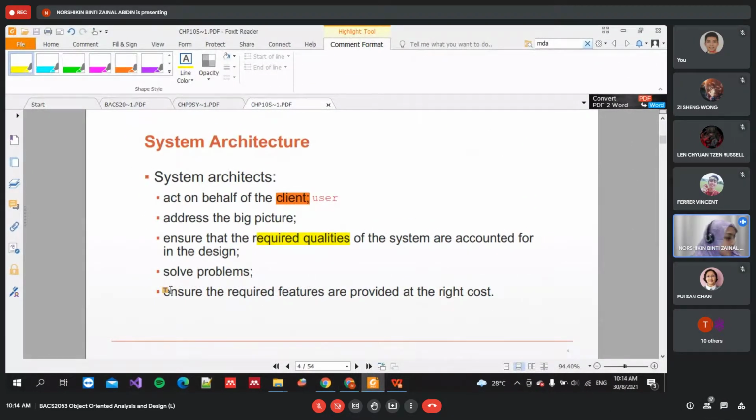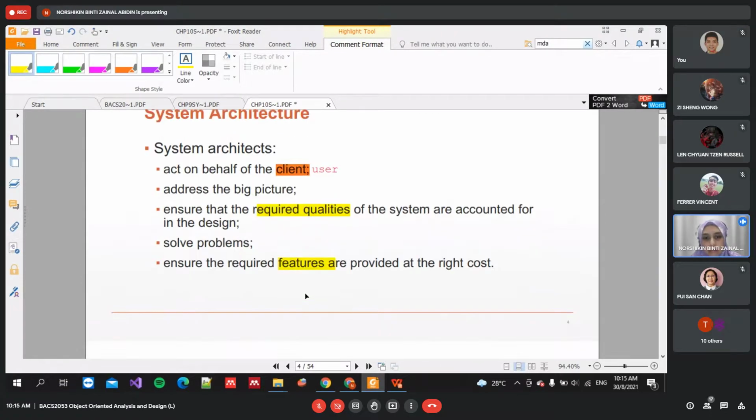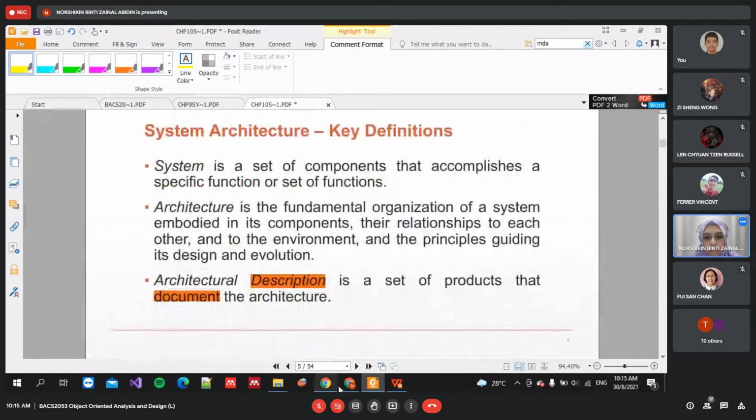And then ensure the required features are provided at the right cost. This one, features is like, what is the required hardware, for example, the server maybe. This one also we will see in the next slide. Okay, so features is usually what is needed. It can be software, it can be hardware that is needed to develop our system.